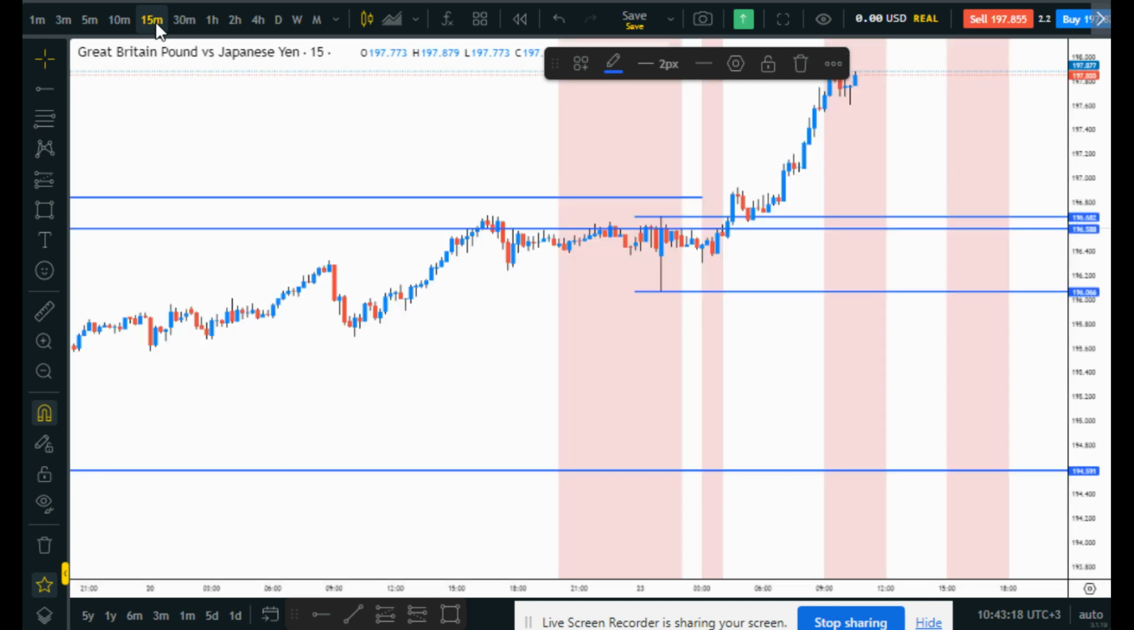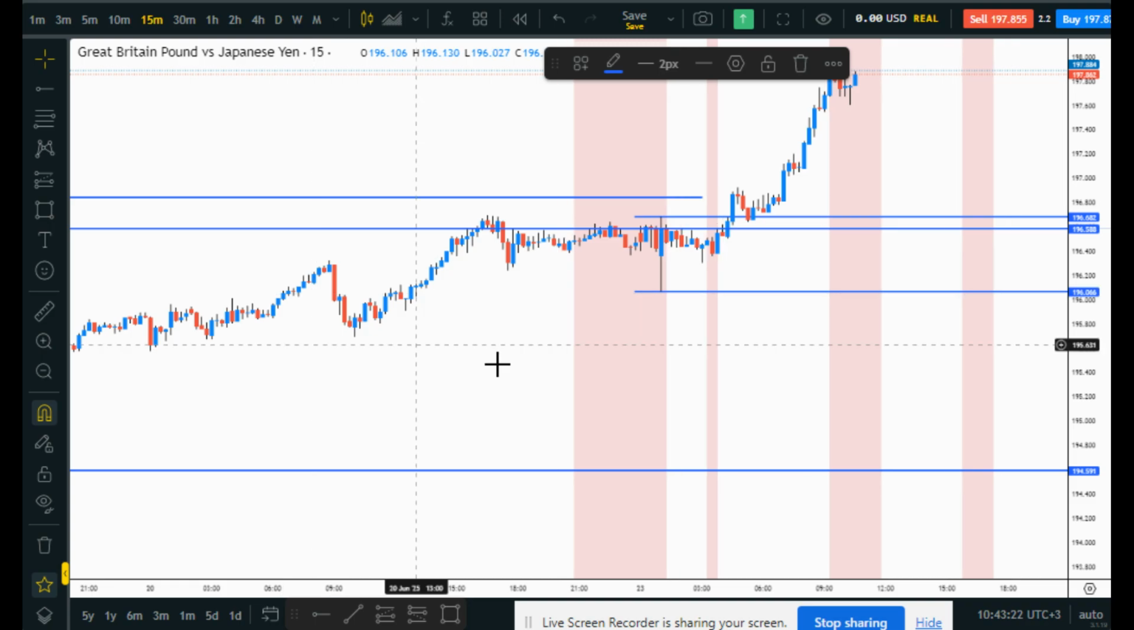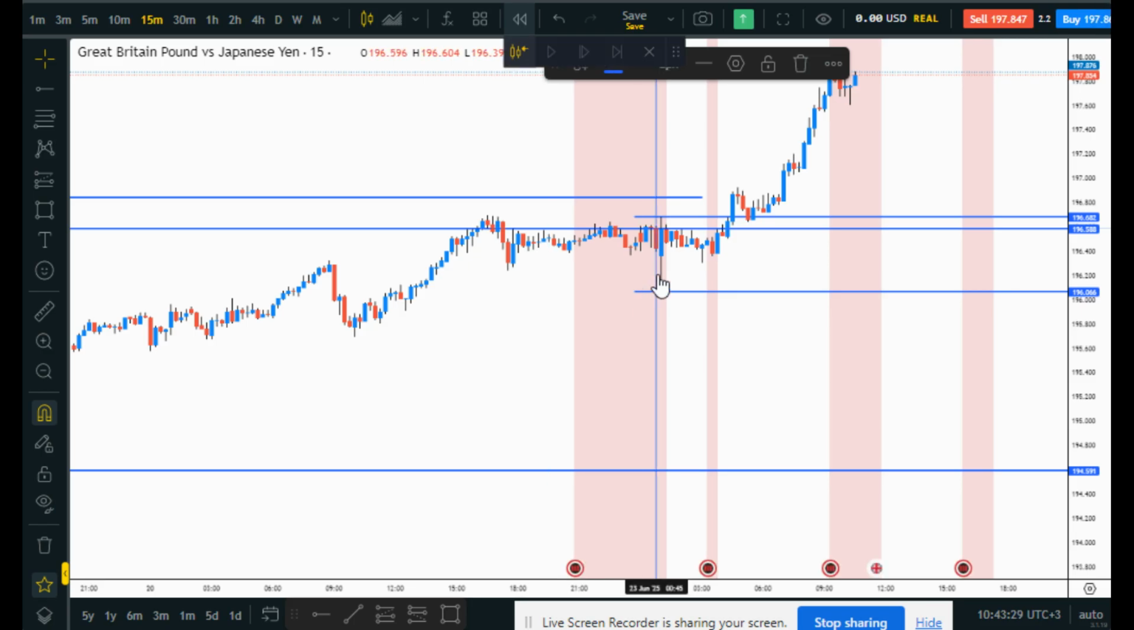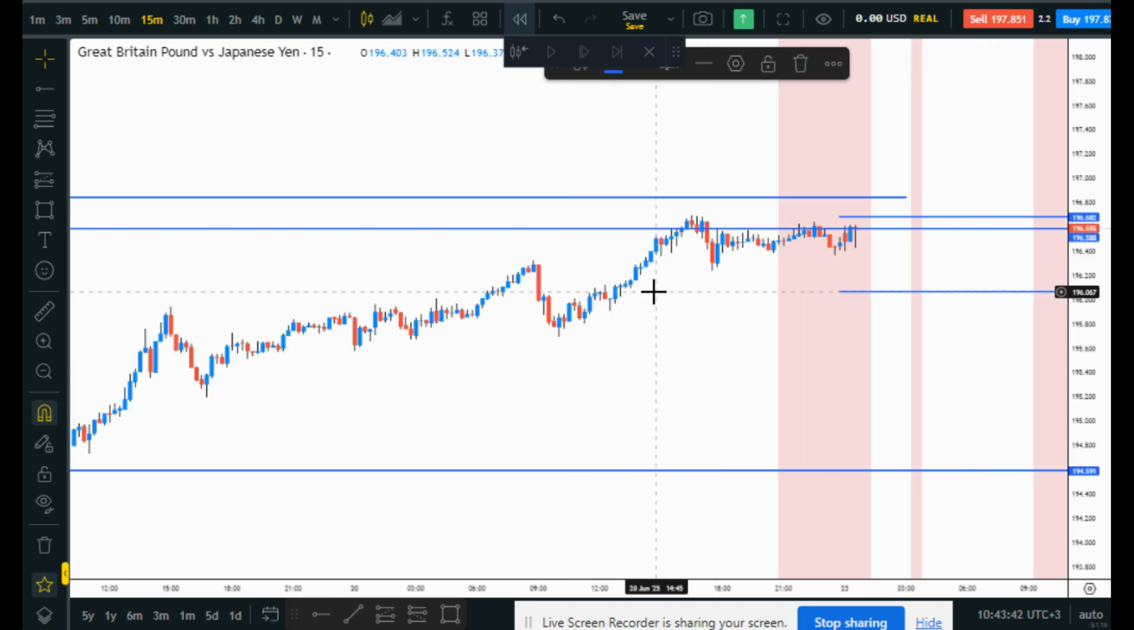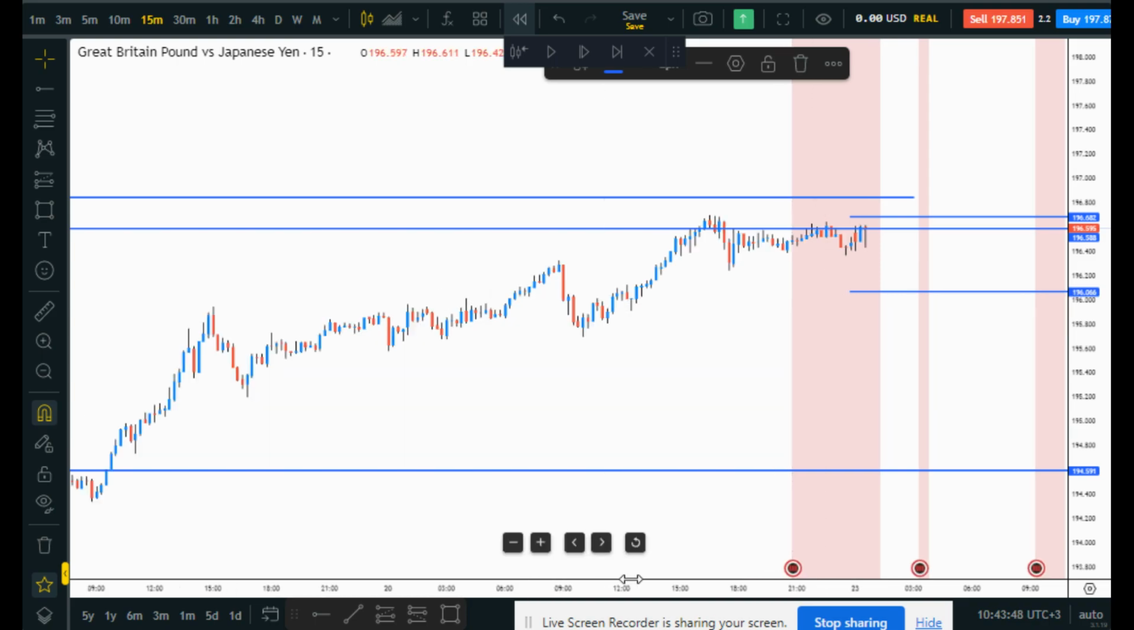After going to the 15 minutes, this area here was not yet formed. That area from there was not yet formed. The market was like that. So when I went to this time frame, I remember what I did.